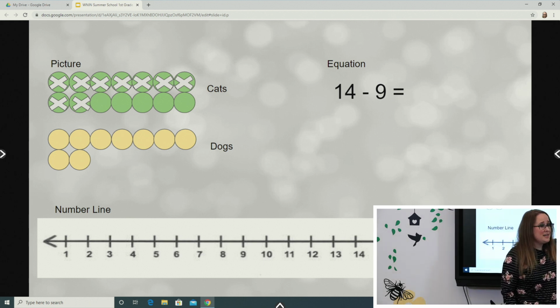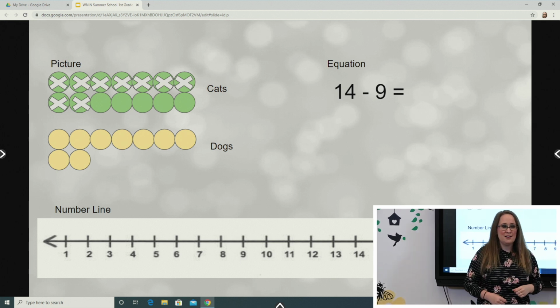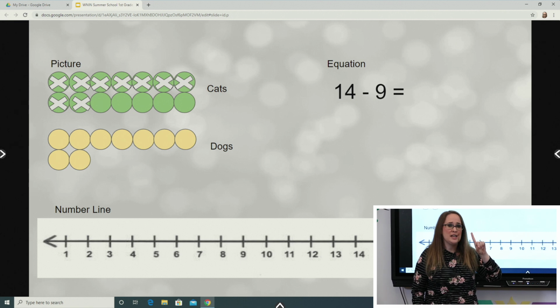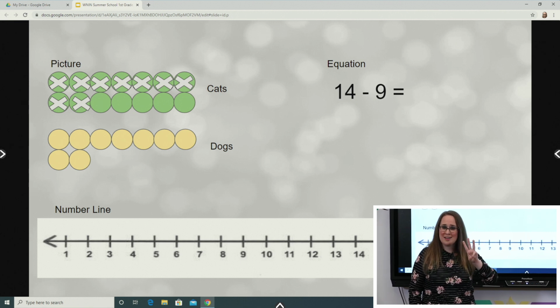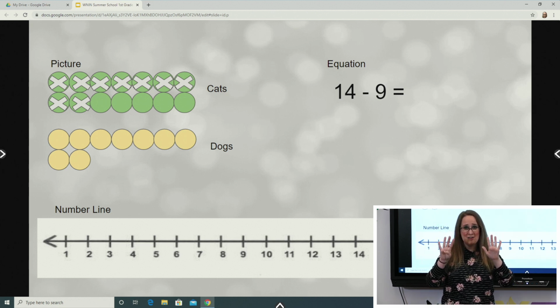Here we have 14 minus 9. Start with 14 in your head and count back 9. 14, 13, 12, 11, 10, 9, 8, 7, 6, 5.